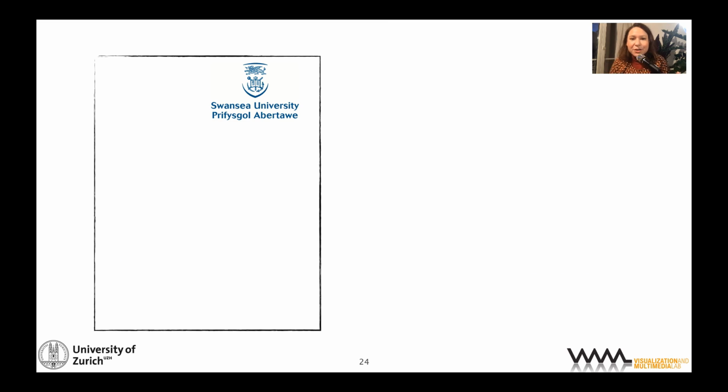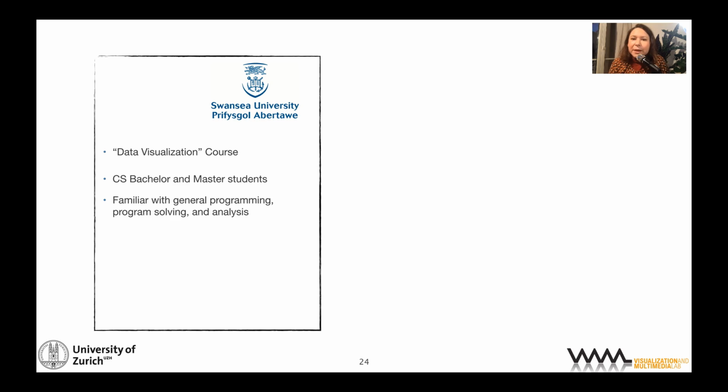The first interventions that were run at Swansea University were part of the data visualization course from the Department of Computer Science. This course is cross-listed for final-year bachelor students and also master students. Although there are no formal prerequisites for the course, students are expected to be familiar with general programming, problem solving, and also analysis.